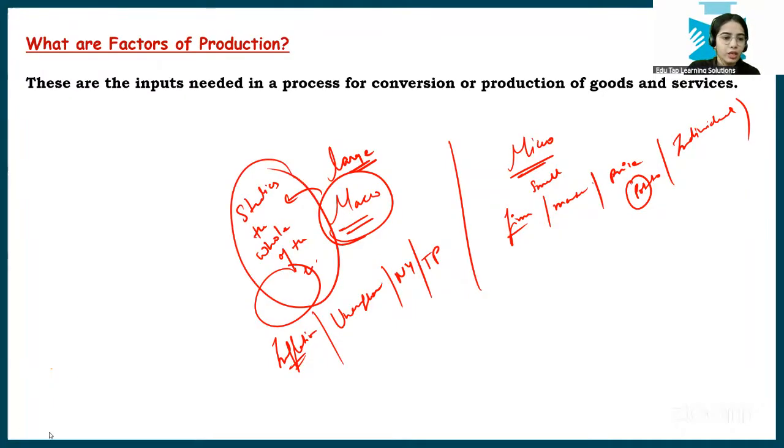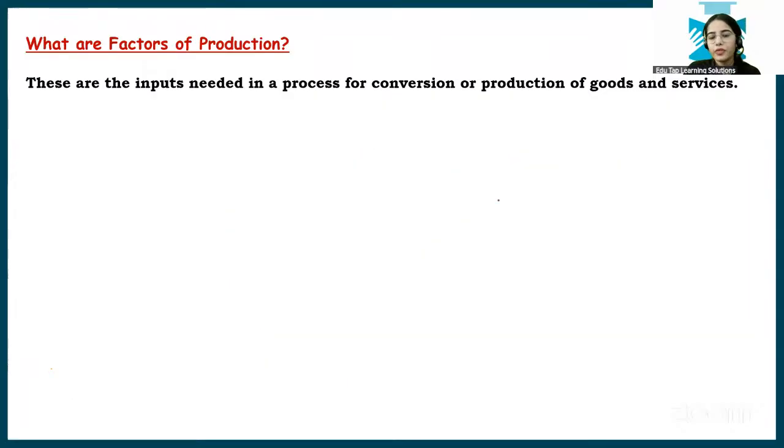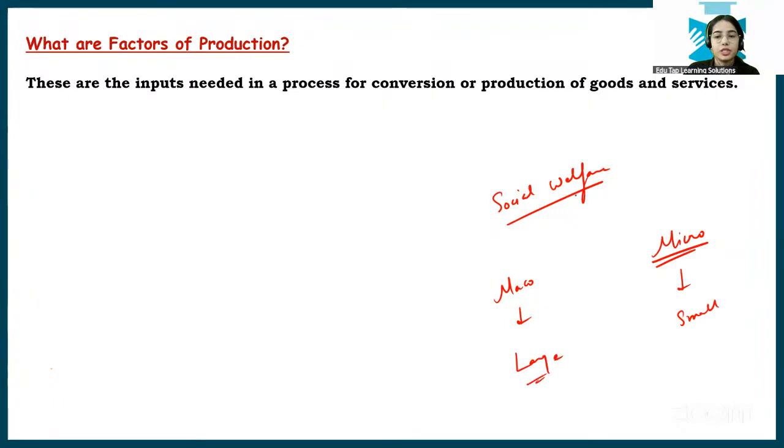Okay. Chalo. If we are talking about social welfare, will it come in macroeconomics or microeconomics? Micro always means small and macro always means large. Yes, social welfare will come in the large segment. It will come in macroeconomics, okay?